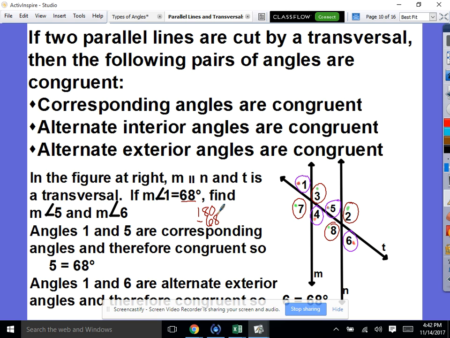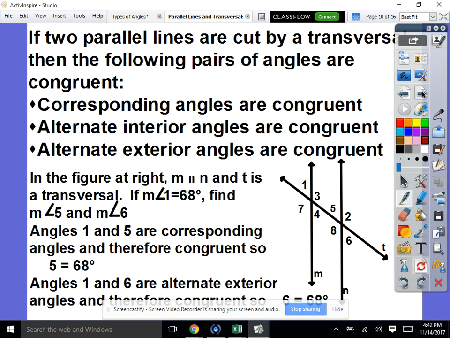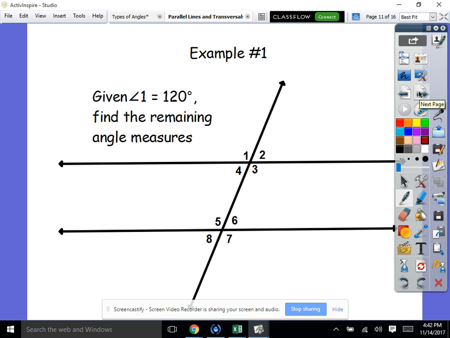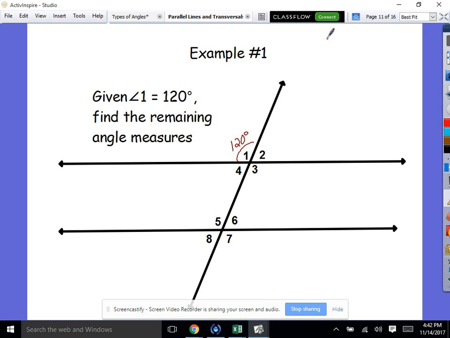And then you can give angle measures to all the different angles. So the angle measure will either be the measure given or 180 minus the measure given. So let's try some. If angle 1 is 120 degrees, well, we only have 2 different angle measures. So we're going to say 180 degrees minus 120 degrees, and that gives us 60 degrees.